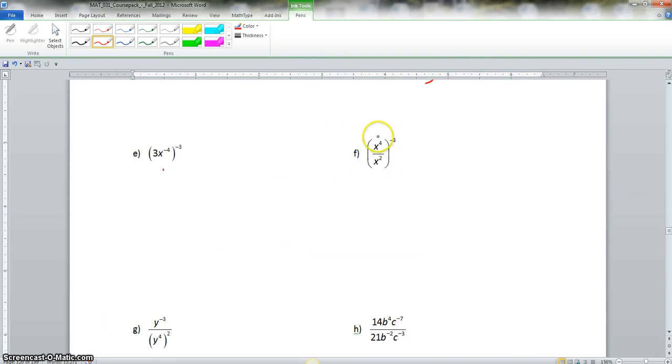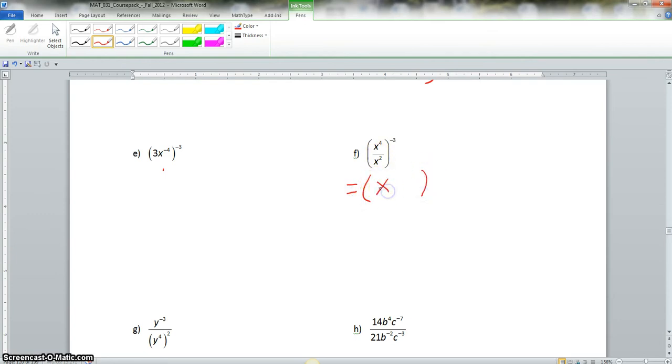Now we go to problem F. We have x to the 4th over x to the 2nd. Now we could take two approaches here. We know the order of operations state that we should simplify what's inside of the parentheses first. Now you could do that, or you could go here, since this exponent is negative, we can take this reciprocal and make this a positive exponent, because that's all that happens when you have a negative exponent, you end up taking the reciprocal of the fraction. So I'm going to do what's inside parentheses first.